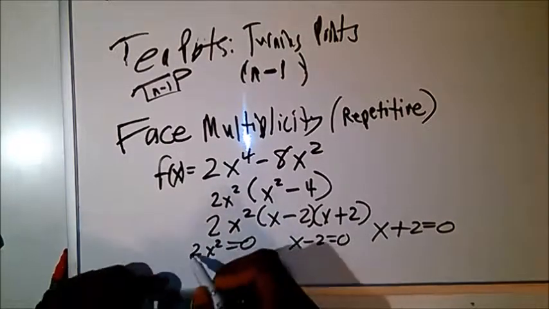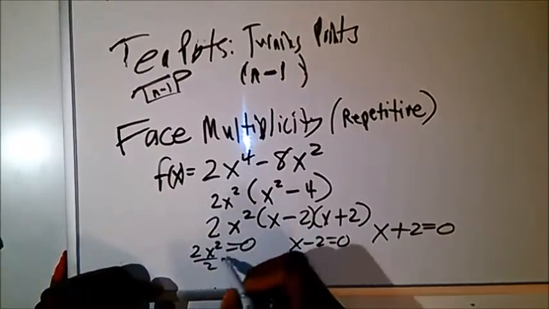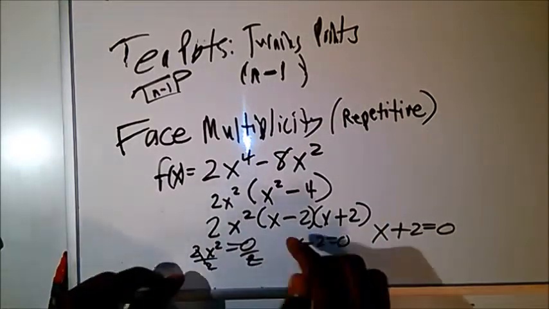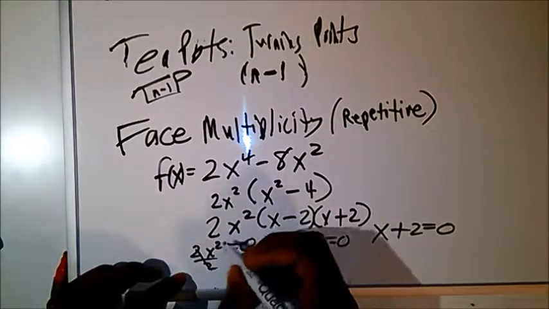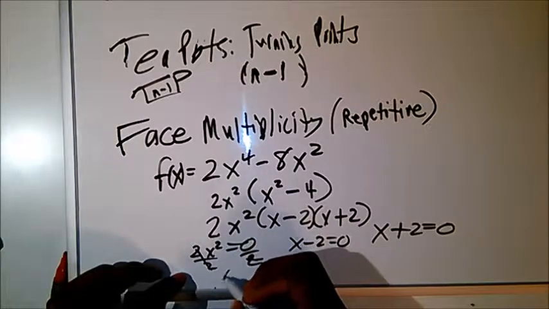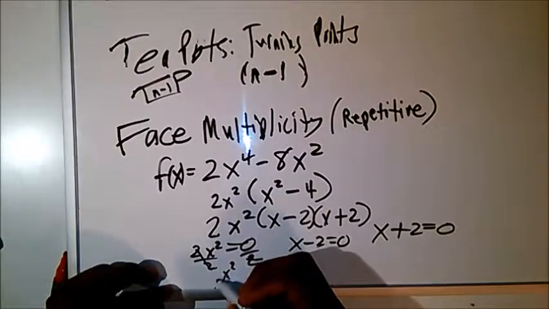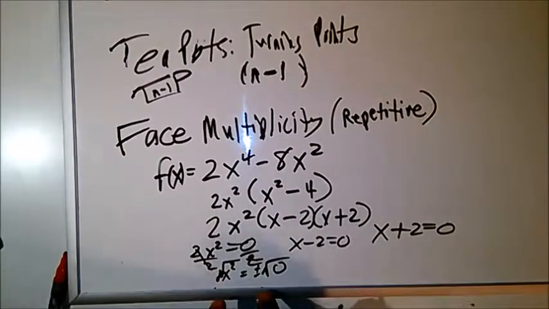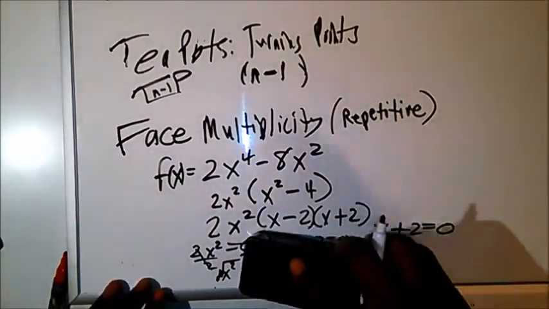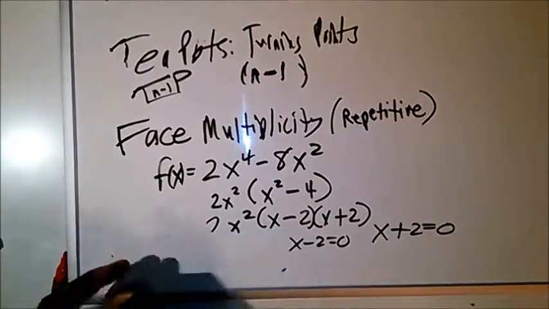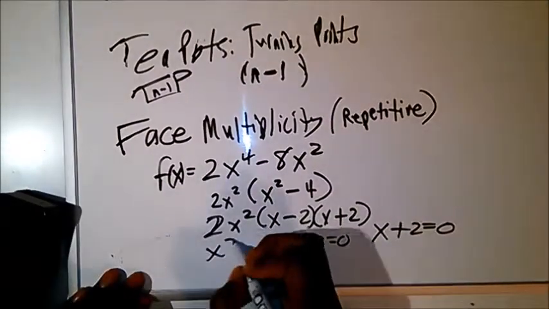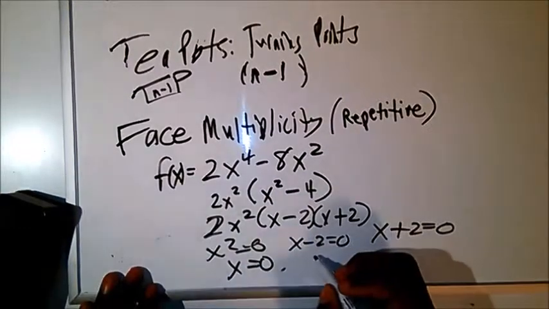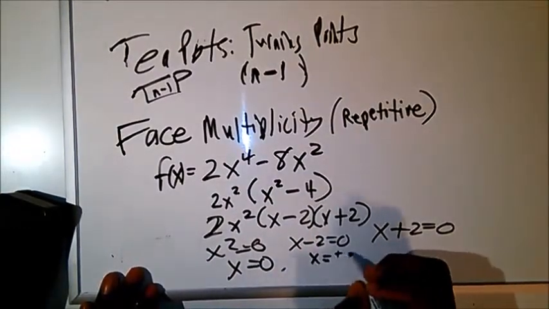If you solve for x, you divide the 2 out on both sides. This becomes x squared plus or minus 0, and it will be equal to x is equal to 0. Good. And this one will be equal to x is equal to positive 2.